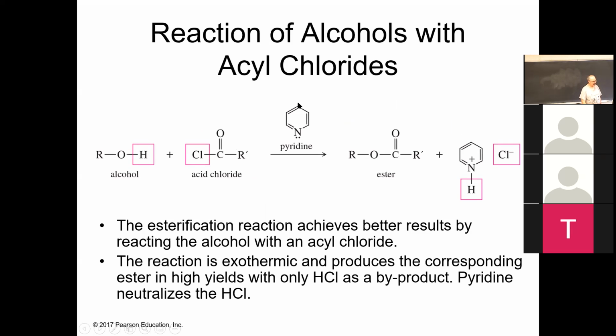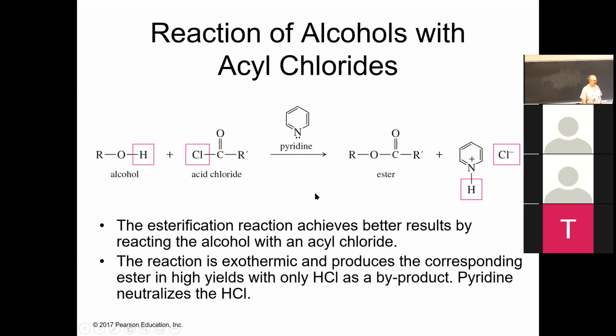There is a base added, very commonly pyridine. Pyridine is both a solvent and it acts as a base. We're producing HCl as a byproduct, and so pyridine will neutralize the HCl, and that prevents the reaction from reversing. We can use other bases as well.